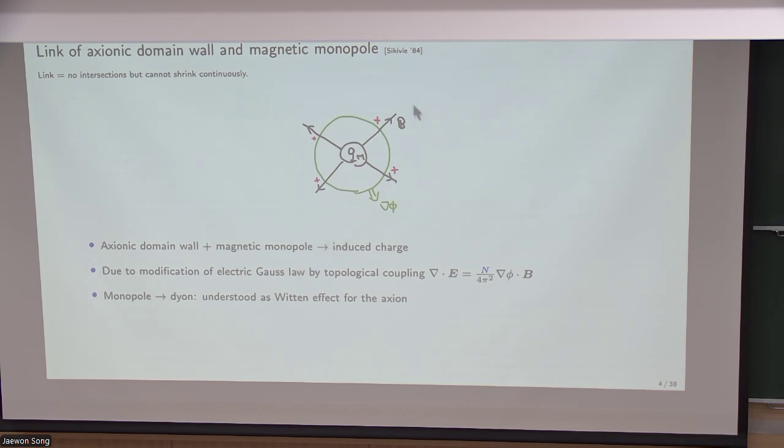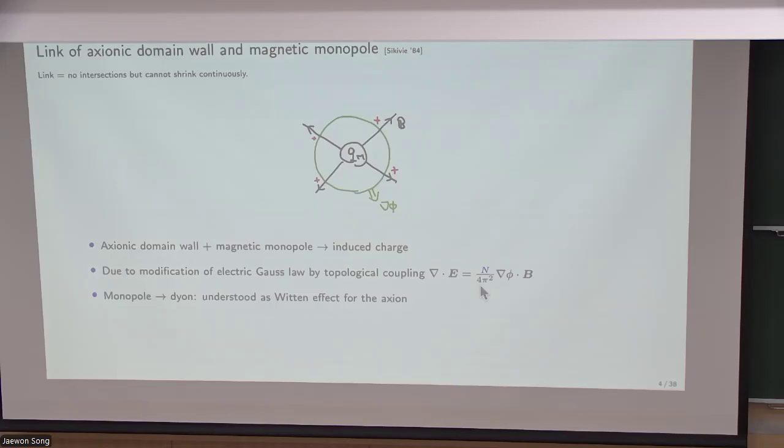In this configuration, we have the induced electric charge on the axionic domain wall. This is because of the modification of the electric Gauss law by the topological coupling. In the presence of the topological coupling, we can write down the Maxwell equation, and we have the induced electric charge from the topological coupling. Since gradient phi is non-zero due to the axionic domain wall, and B is non-zero due to the magnetic monopole, we have the fractional induced electric charge.